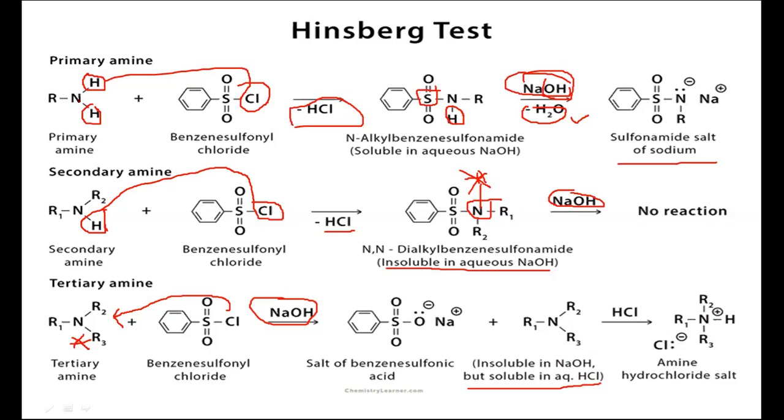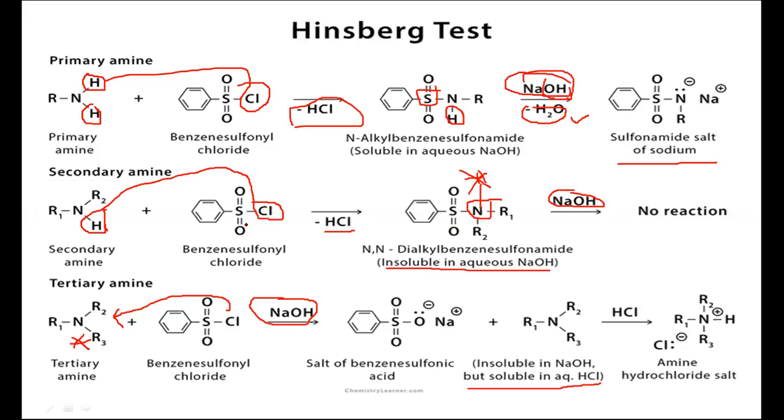In this way, primary, secondary and tertiary amines can be separated. First of all, benzene sulfonyl chloride is added, to which NaOH is added. If it is soluble, the soluble product is going to be the primary amine. If it is insoluble, it may be a secondary or tertiary amine. The secondary amine product is insoluble in NaOH, so that primary and secondary can be separated.